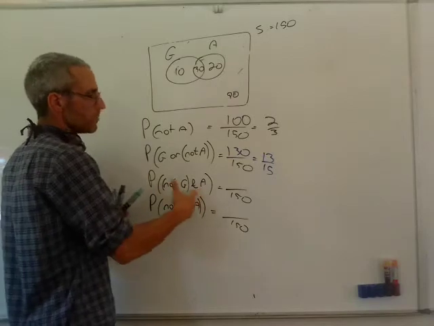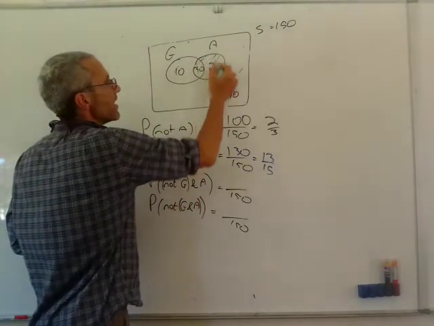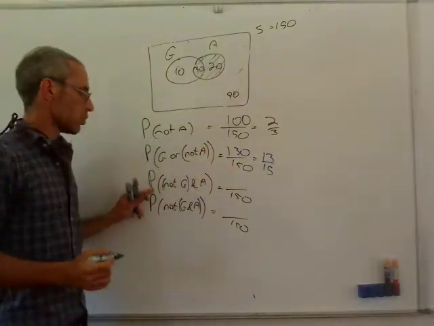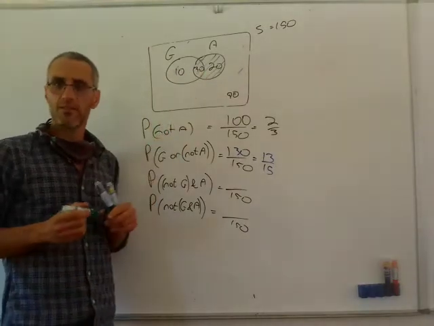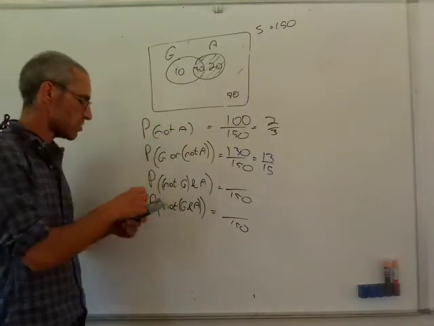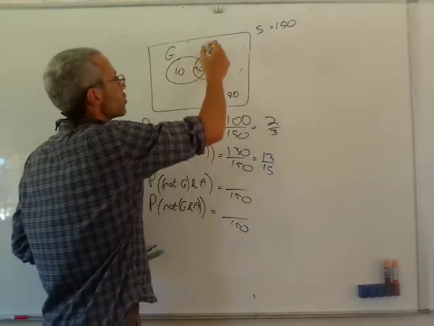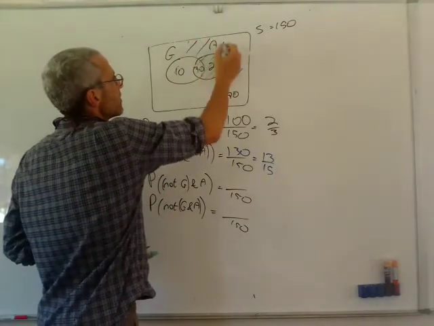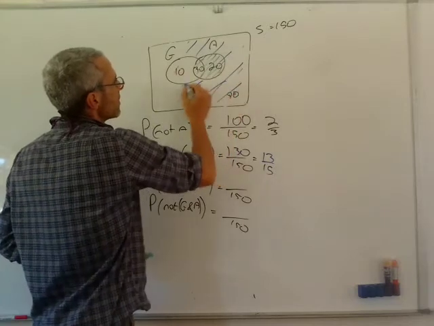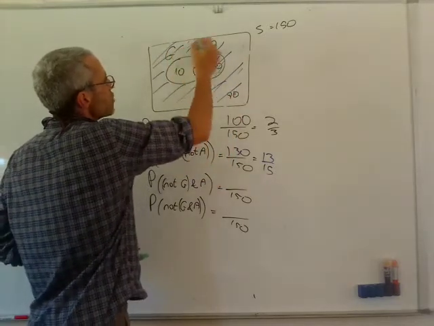So let's start with the simple one, A. I'm going to shade A. So I need to choose an event that is part of A, but also has to be not G. So how am I going to do not G? Everything which is not in G.